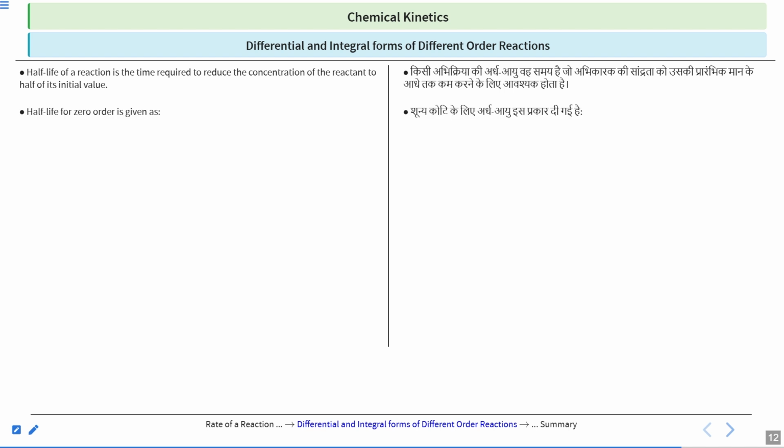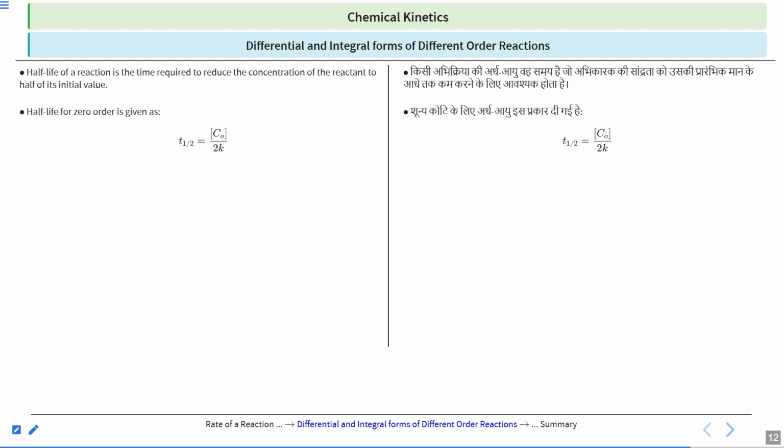So if you write it for a zero order reaction, what will it be? It will be simply t half is equal to C naught by 2k. Very simple. You have seen the equation earlier, that k is equal to minus, within brackets, Ct minus C naught, by t. So what we have done, we have changed the concentration to half. So in place of Ct, what we have written is C naught by 2.